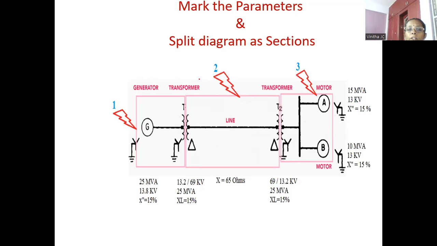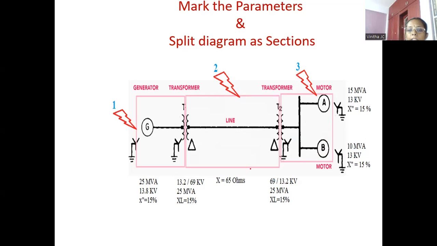In order to solve this problem, first we need to divide the single line diagram into various sections. Wherever we have the transformer, we need to split the problem. From the generator to transformer primary, this is the first section. From the transformer secondary to transformer T2 primary, this is section 2. Then finally the transformer secondary side to motor A and motor B.